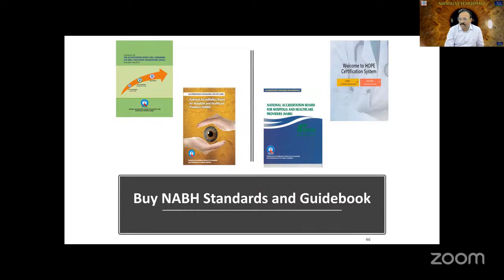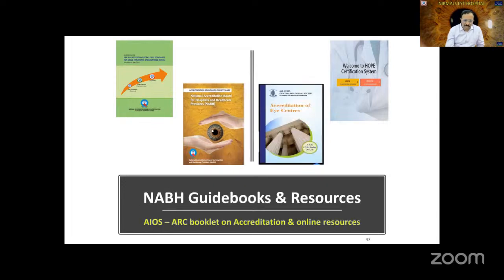All you have to do is register your name on the NABH website and download the first edition ECO standards, or whatever standard is applicable to you. All the standards are now available on the NABH website free of cost. Only the guidebook you need to pay for and get. So choose the relevant standard for you.